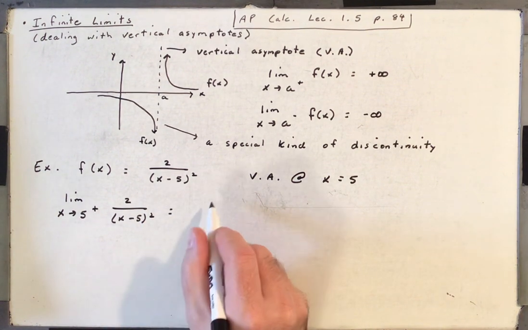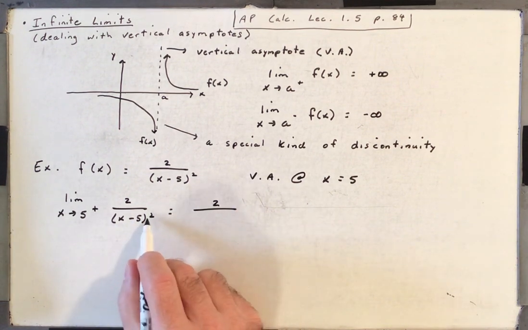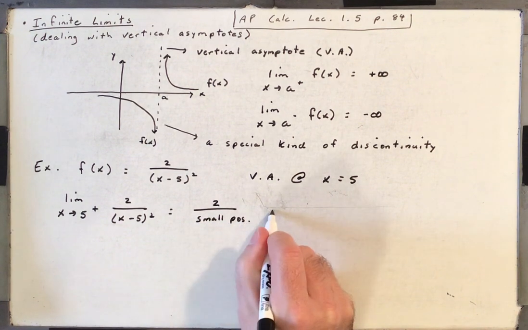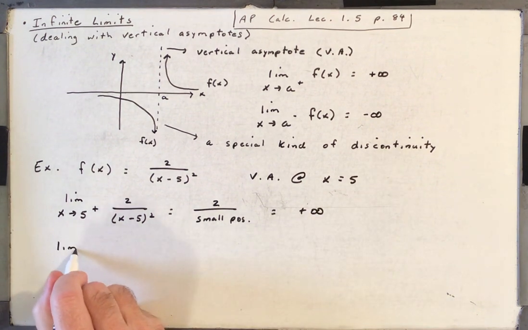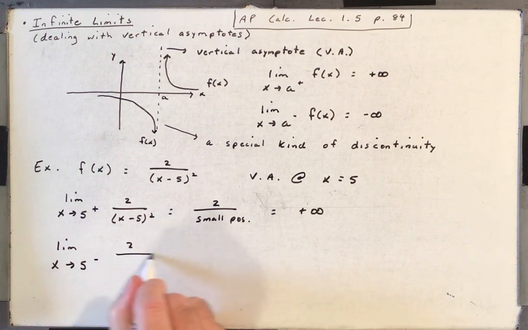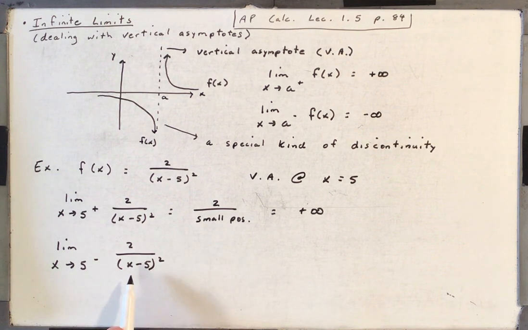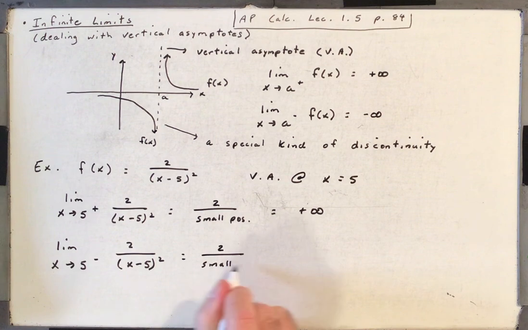All right, and that is going to be 2 over, from the right, it'd be a positive squared, so that'd be a small positive. So that's positive infinity. And then we'll look at the limit as x approaches 5 from the left of 2 over (x minus 5) all squared. Now inside the parenthesis, you'd have a negative number, right? But you square it, and it will be positive. So still a small positive.